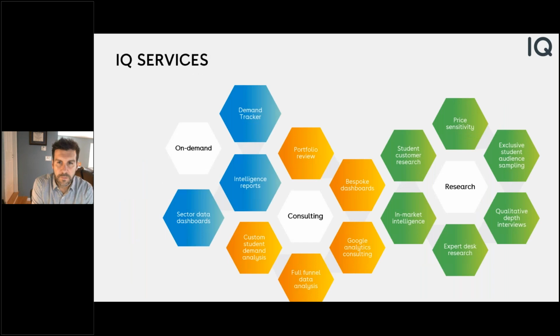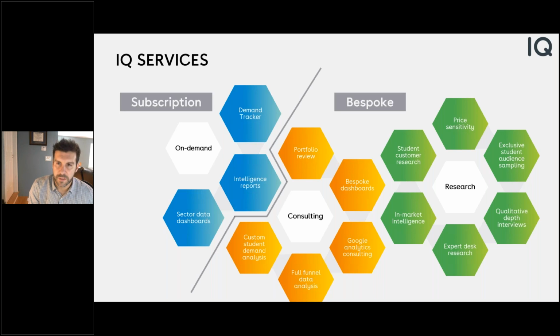For the purposes of today's session, we're going to be looking at what we call our IQ services, our data services. And for the most part today, looking at our on-demand or subscription-based services over on the left side of the graphic that you see in front of you. More specifically, really focusing in on our demand tracker tool. And this is a subscription tool that you can get access to, that you can use 24/7, 365, and it's at your fingertips to be able to inform your strategy.